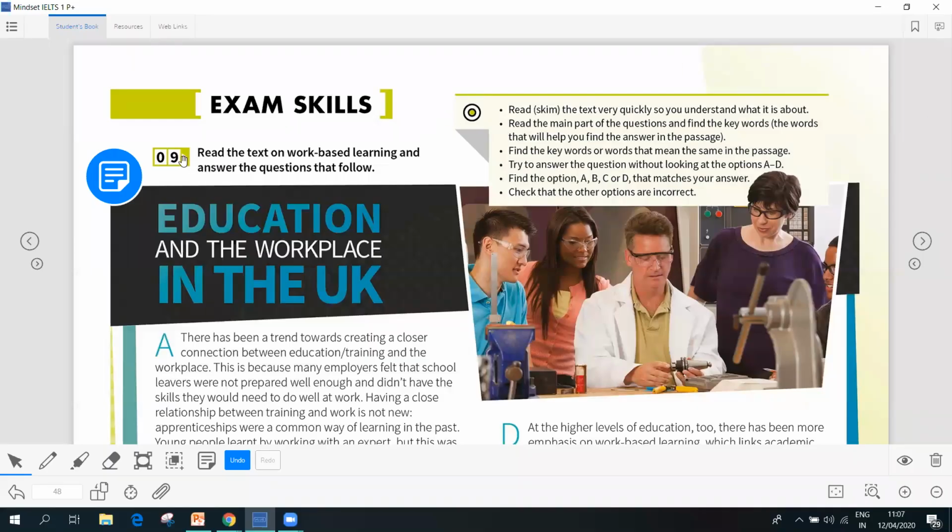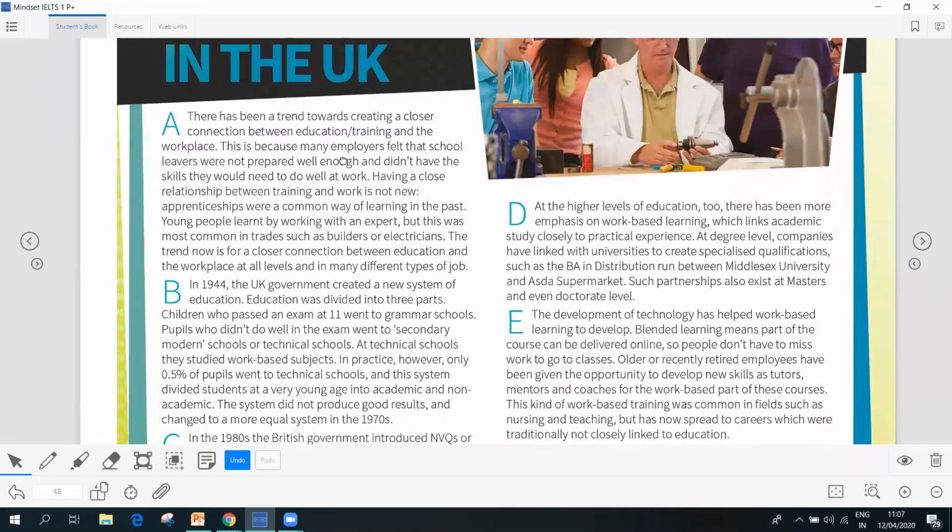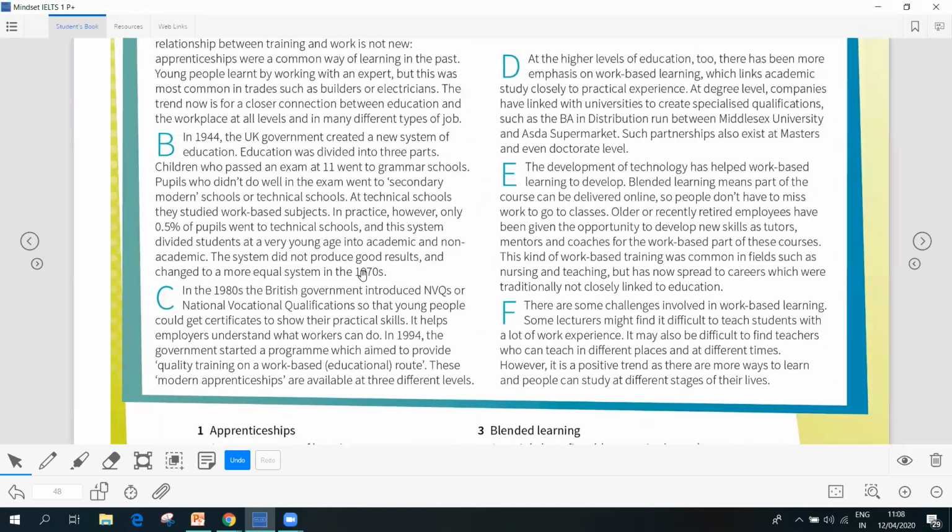Let's go to task 9. So this task is an exam skill task. So you're going to use the reading strategies that you have learned step by step from units 1 until now, and especially in the previous tasks 1 to 8 in this unit to answer multiple choice questions. Okay, right. So the questions are here.